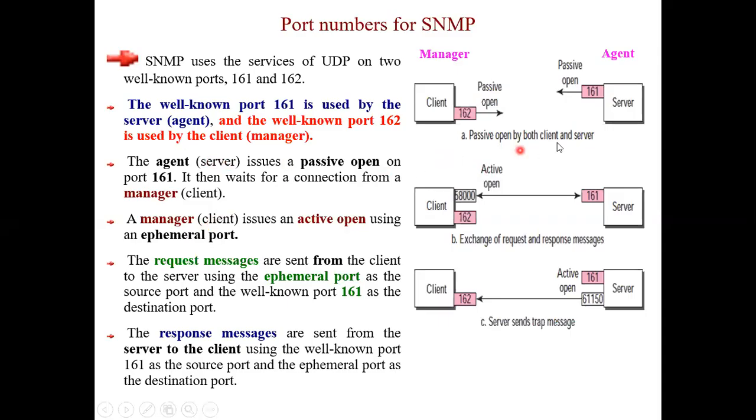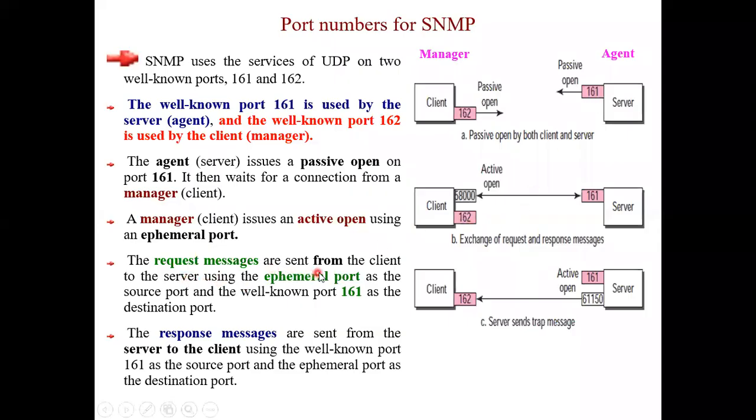So the agent issues a passive open on port 161. It waits for a connection from the manager. The manager, or the client, also issues an active open, and when the manager opens, he is using any empirical port number. So randomly any empirical port number is mentioned over here. The manager issues an active open using an empirical port number. The agent issues a passive open on port 161. That is what you have to remember.